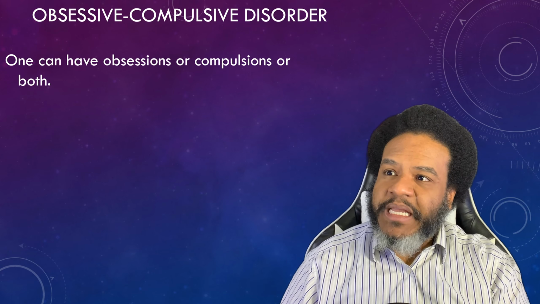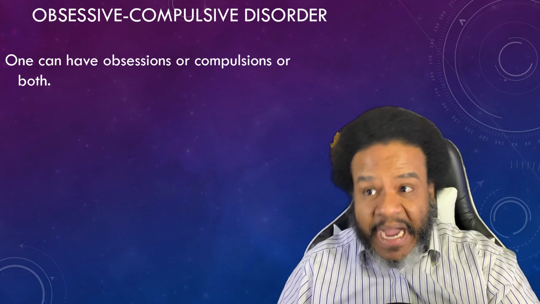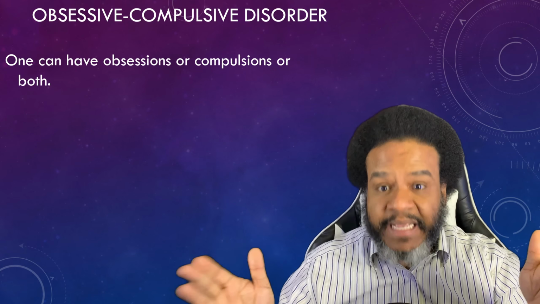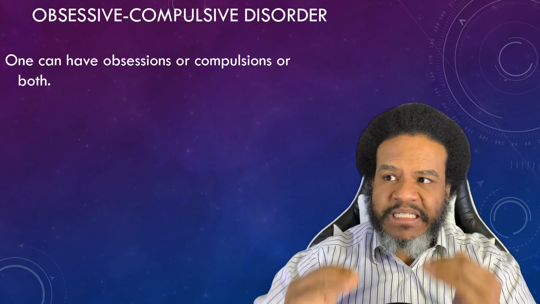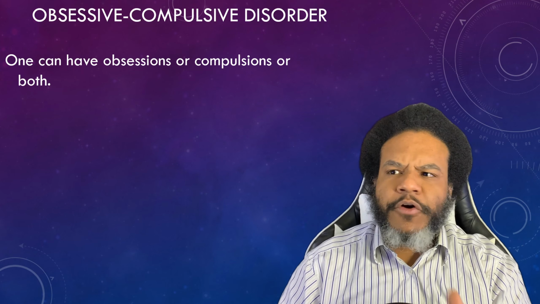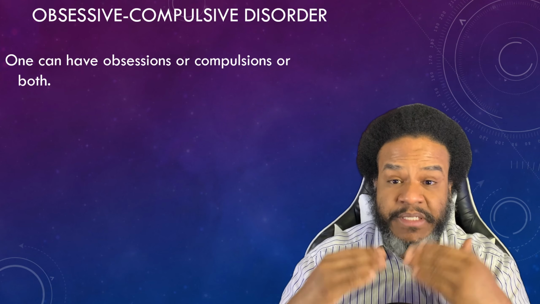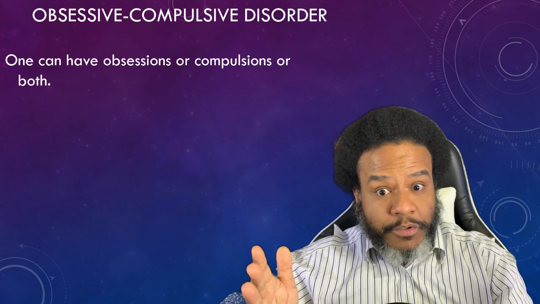OCD used to be included as an anxiety disorder in the DSM-4. However, in the DSM-5, it's been switched around. So now OCD has its own category. The category in the DSM-5 is labeled as obsessive compulsive and related disorders. And that chapter is on Compass. There you go. Okay, so for OCD, an individual can have obsessions, compulsions, or both.